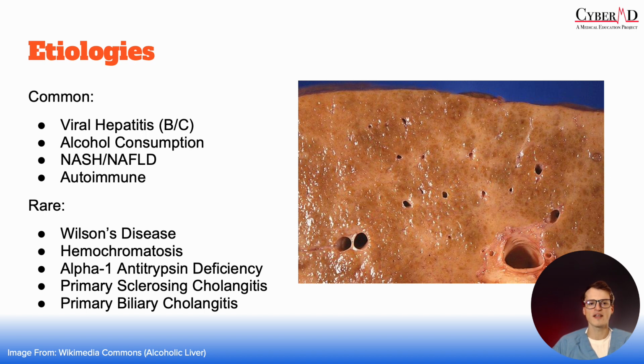We have alpha-1 antitrypsin deficiency, and that's a genetic disorder causing accumulation of alpha-1 antitrypsin protein in the liver, which can lead to liver hepatocyte damage and cirrhosis as well. And then we have primary sclerosing cholangitis and primary biliary cholangitis, which are rare autoimmune diseases that affect the bile ducts and can progress to cirrhosis as well.